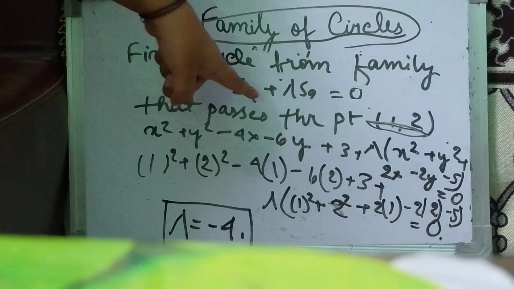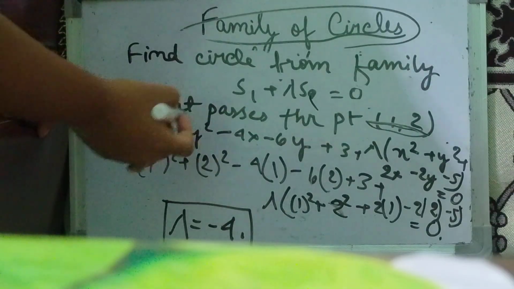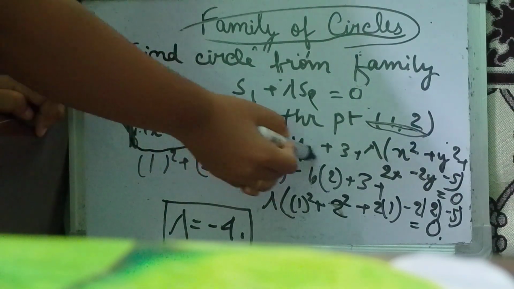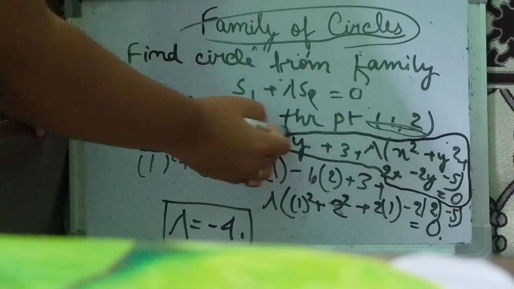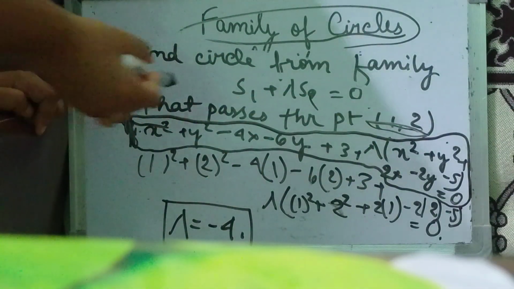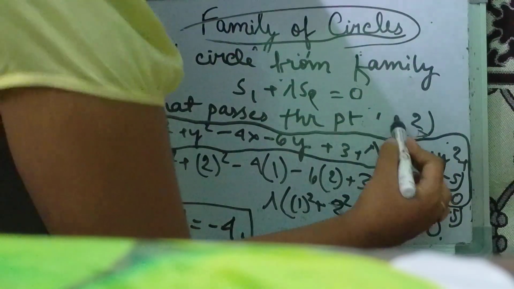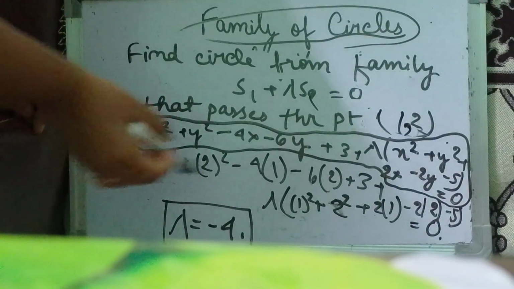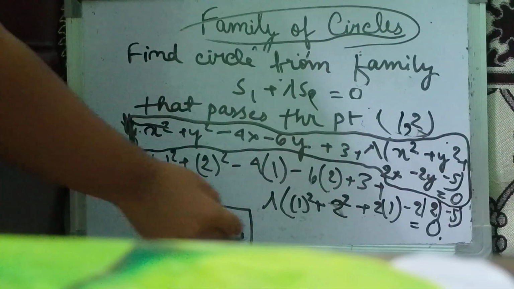So this is the equation of the family of circles from the last question, and it passes through the point 1 comma 2. So we put this point in this total equation, and hence the value of lambda will be this.